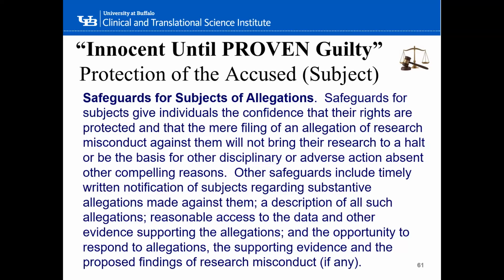Other safeguards include timely written notification of subjects regarding substantive allegations made against them, a description of all such allegations, reasonable access to the data and other evidence supporting the allegations, and the opportunity to respond to allegations, the supporting evidence, and the proposed findings of research misconduct, if any. This system is in place here at this university.